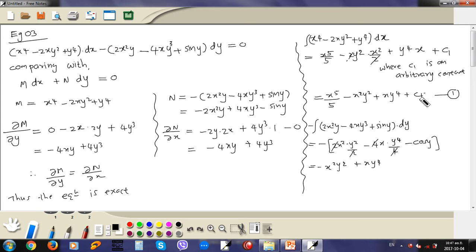This is c1, and plus cos y plus c2, where c2 is an arbitrary constant.